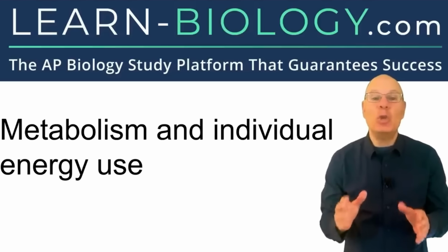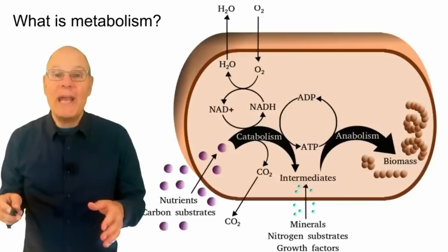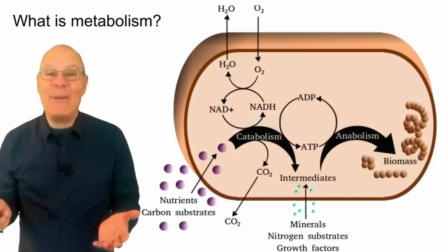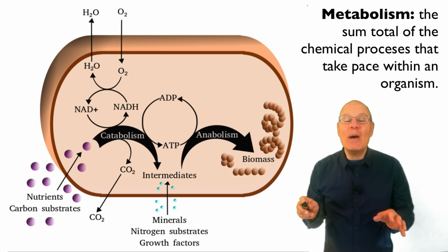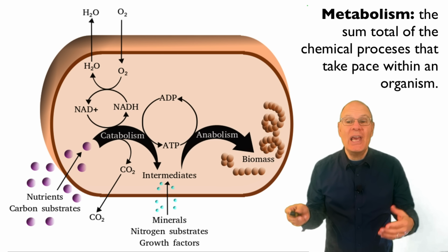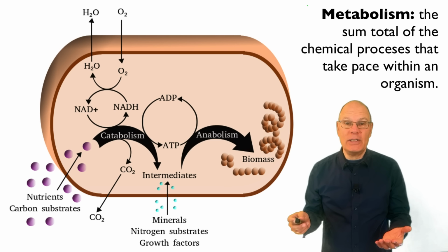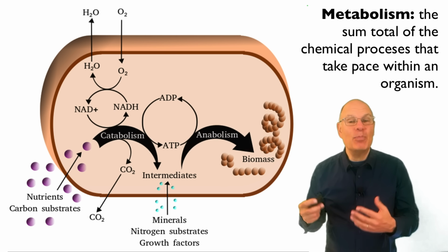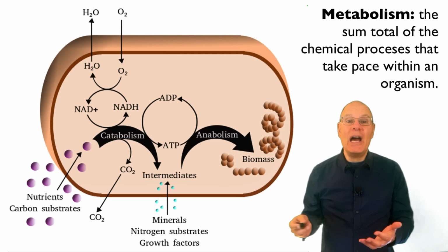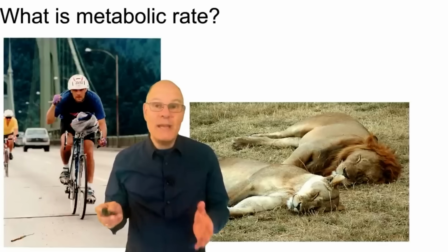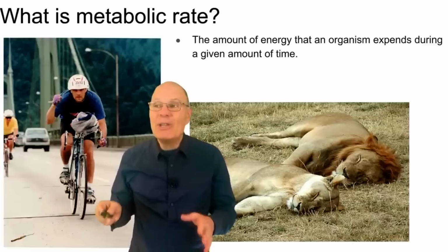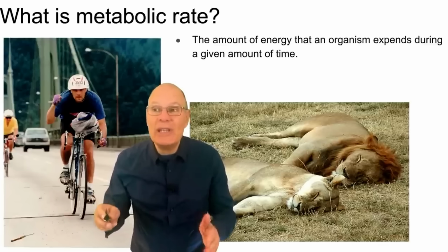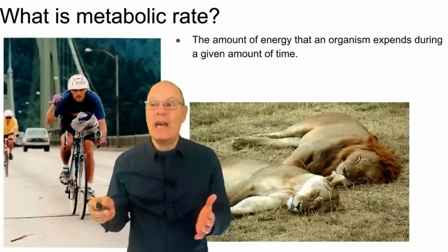Metabolism and individual energy use. Let's start by answering the question, what is metabolism? Metabolism is the sum total of the chemical processes that take place within an organism. Here we're showing a cell, but it could be the inputs, the processes, and the outputs for an entire organism. What is metabolic rate? It's the amount of energy that an organism expends during a given amount of time.